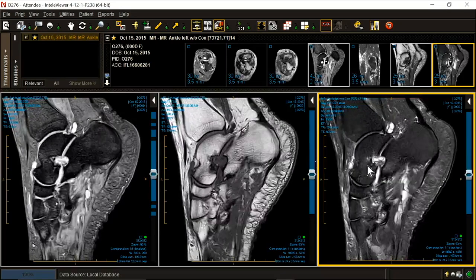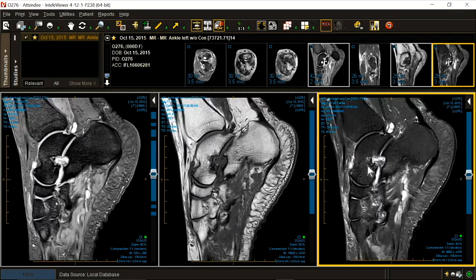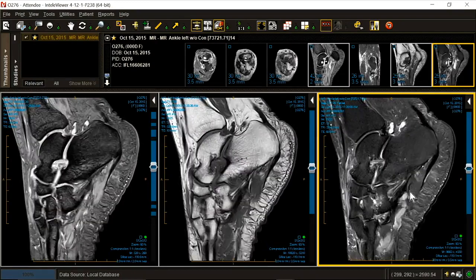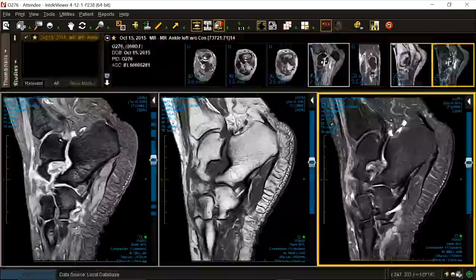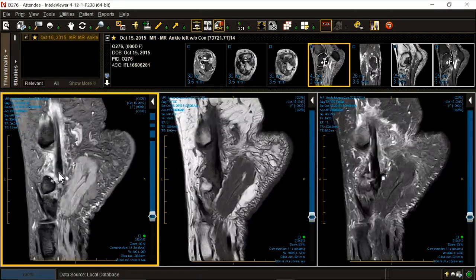What else can we glean from the sagittal? Lots of things. There's a posterior capsular effusion. There are some varices in the plantar space. There's evidence of midfoot arthrosis. There's evidence of swelling diffusely throughout the sinus tarsi.